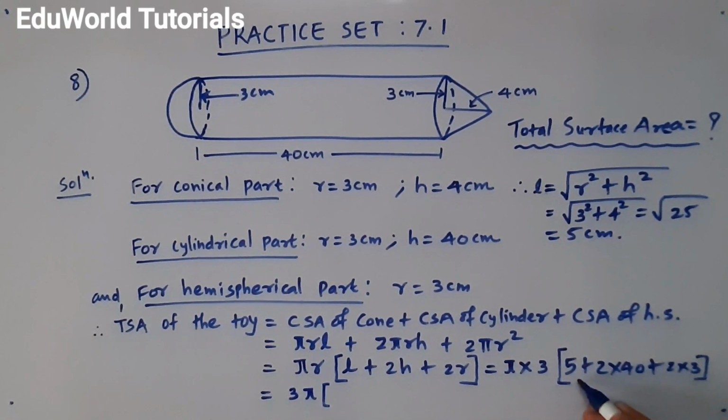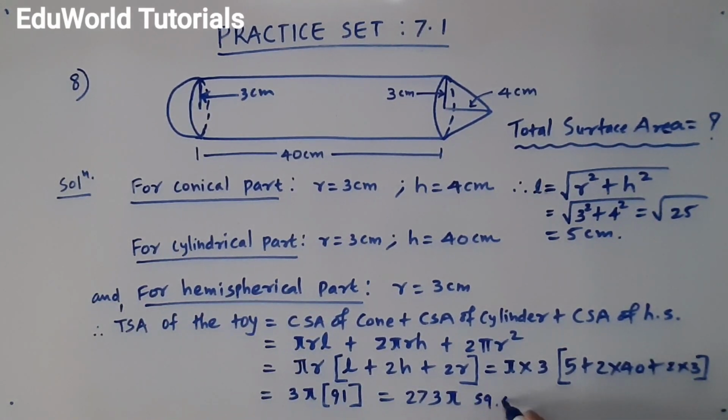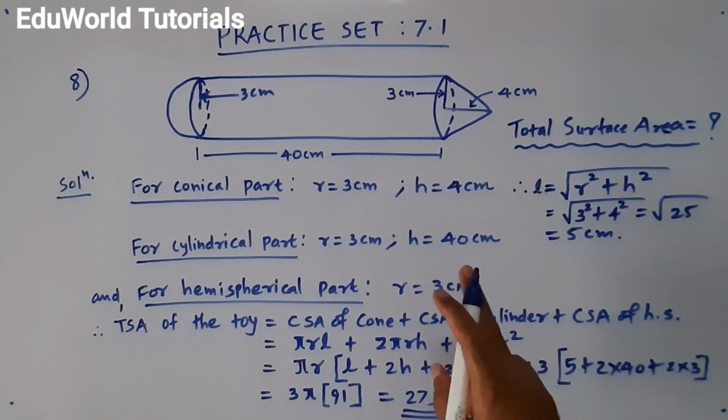multiply this first. So 5 plus 80 plus 6. 5 plus 80 is 85. 85 plus 6 is 91. And 91 times 3: 3 ones are 3, 9 threes are 27, so 273 pi. It is total surface area, so it should be in square centimeter. So 273 pi square centimeter is the total surface area of the toy.